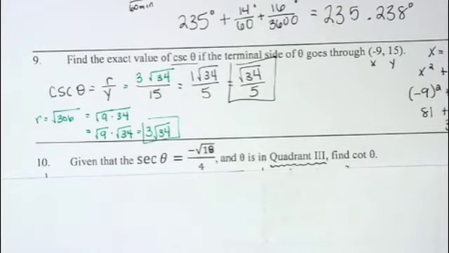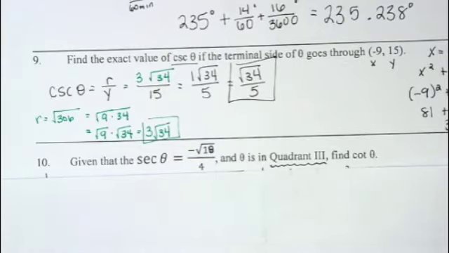Question number 10 is very similar to question number 9. It's just given to us in a different format. We are given 2 of the 3 values, x, y, and r, and we need to find the missing value. But in order to do that, we need to know 2 different trig functions.